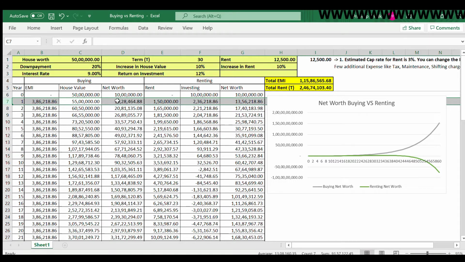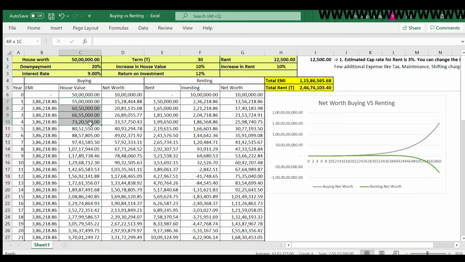And how this is arrived at is nothing but your house value minus the loan amount at the end of year one. That is, your house would be valued at 55 lakh rupees, and anyway 10 lakh rupees worth of down payment you would have made, and then 5 lakh rupees is the increase in the house value, plus this 28,000 is nothing but the principal payment that you would have made against your loan.